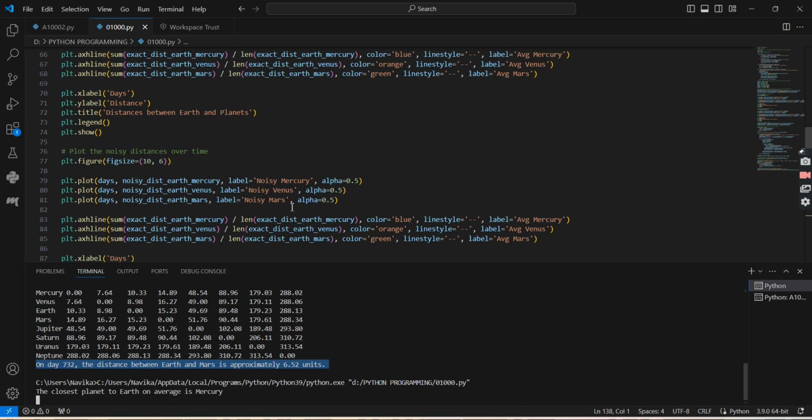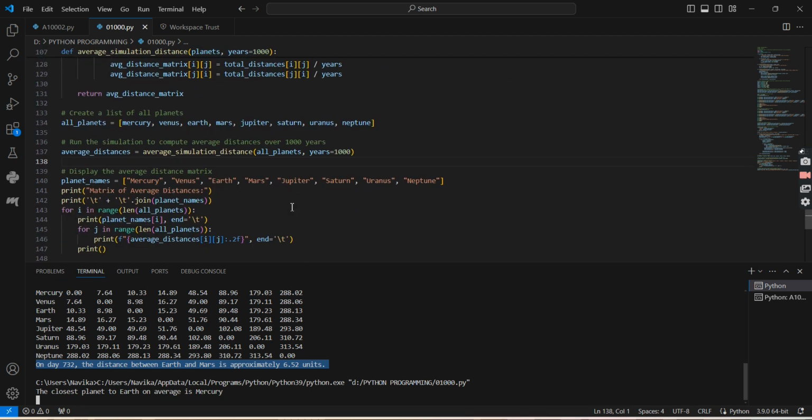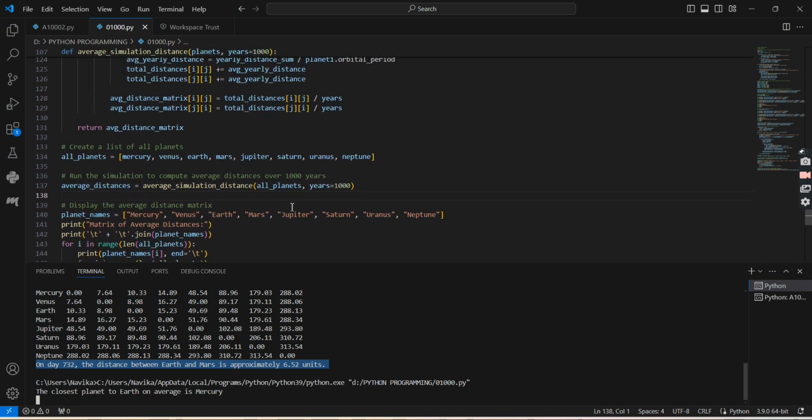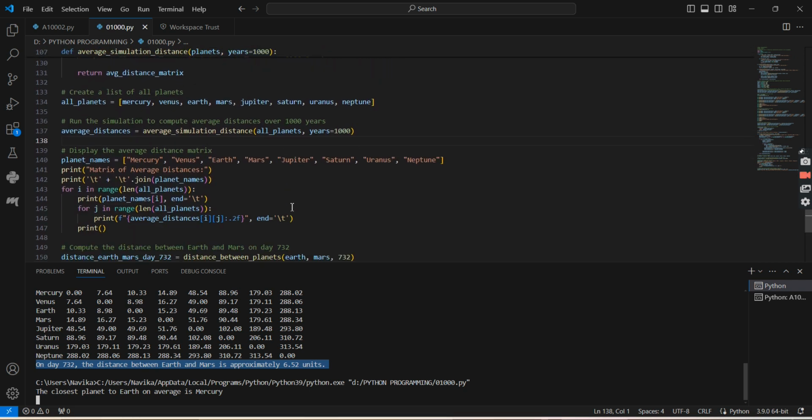The 8 by 8 matrix of average distances between the planets was formed by computing the average distance between each pair of planets over 1,000 years using the simulated distances. Each entry in this matrix represents the average distance between the two planets based on their orbital dynamics.